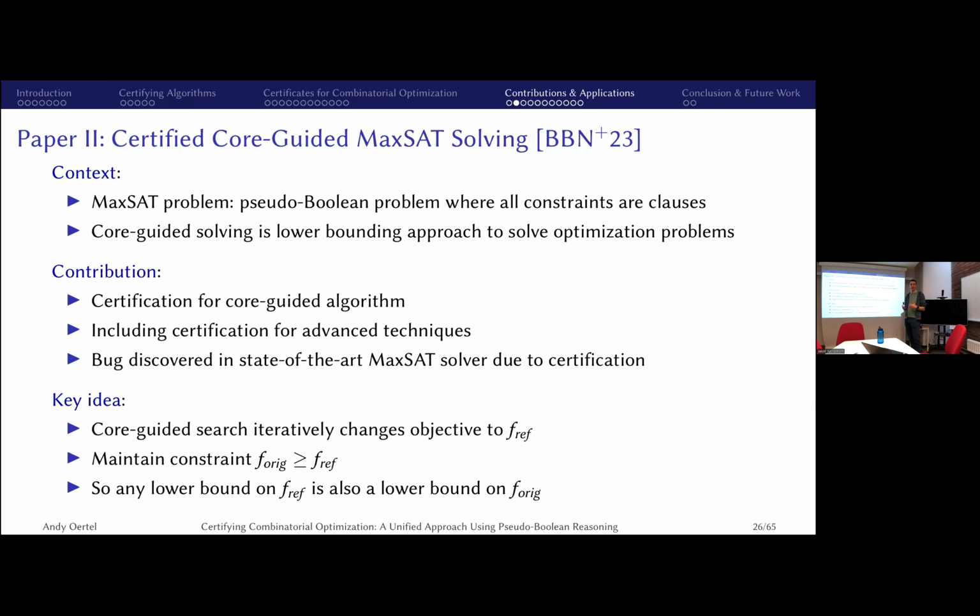The idea here for this core-guided search is that the solver changes the objective step by step, basically by adding the lower bound inside the objective. And so we maintain that the original objective that we started with is at most the reformulated objective. Basically any lower bound on the reformulated objective that we get at the end is also a lower bound on the original objective through this constraint that we maintain.